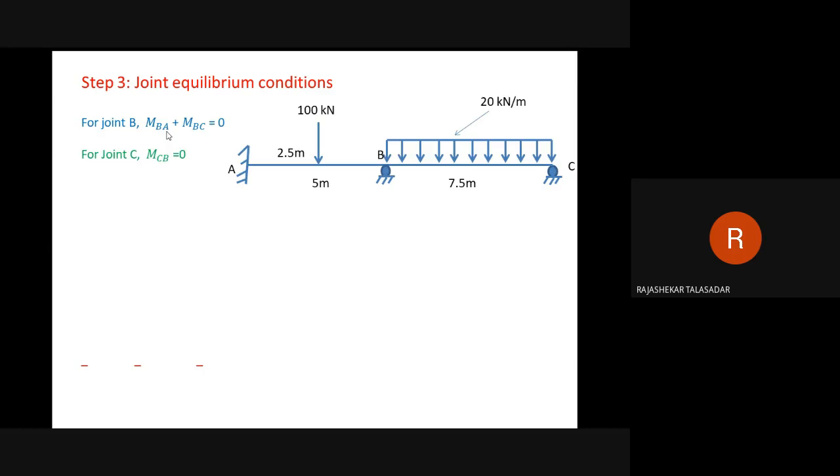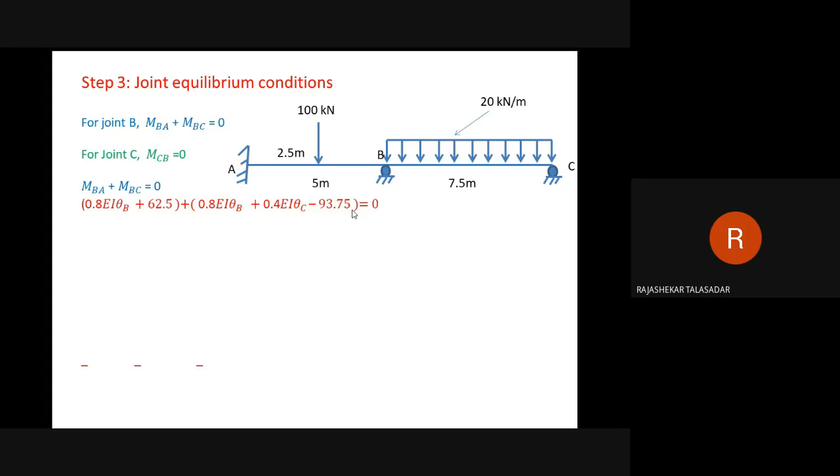Let me work that out. So first equation we'll write MBA plus MBC equals 0. MBA is already written in the slope deflection equation. MBA is what? 0.8 EI theta B plus 62.5. What is MBC? 0.8 EI theta B plus 0.4 EI theta C minus 93.75. This is equal to 0. Okay, you have already written MAB, MBA, MBC, MCB, isn't it?